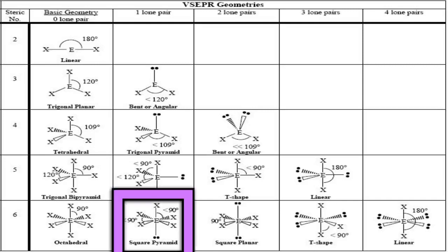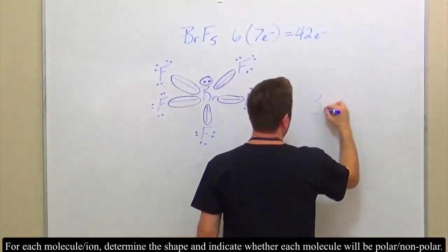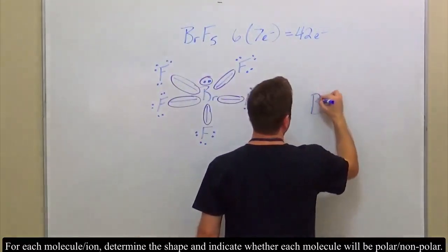We had 1 lone pair. What is the shape of this molecule? It's called a square pyramid, or square pyramidal would be the molecular geometry. So now I'm going to redraw our molecule, and I'll make it look like the geometry that you see there on your table.